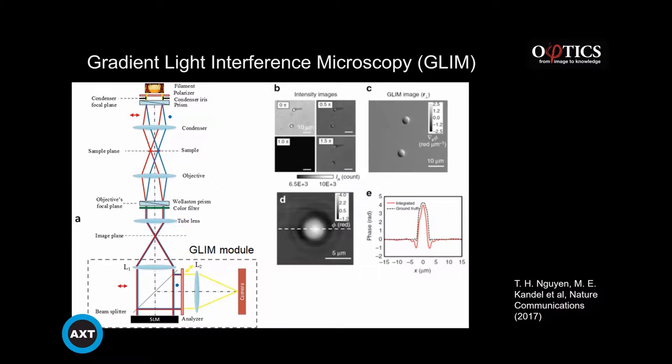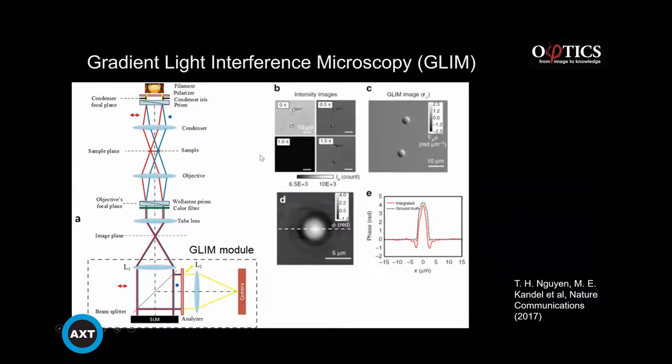Controlling the phase shift between these two beams, we again acquire multiple images: 0, pi over 2, 3 pi over 2, and pi. And then we subtract the images in pairs, one from each other, to select only the coherent component and subtract out the multiple scattering contribution.